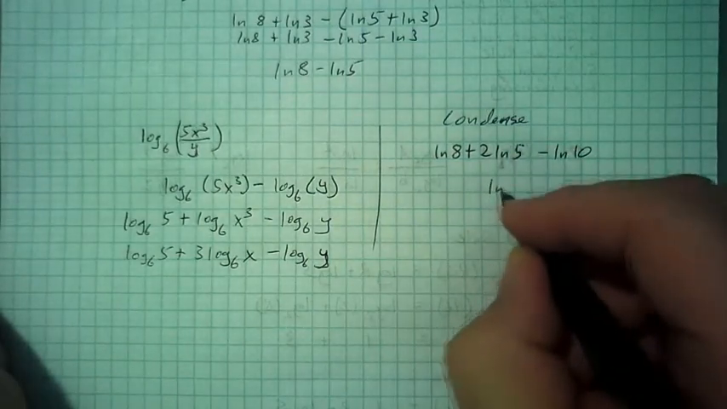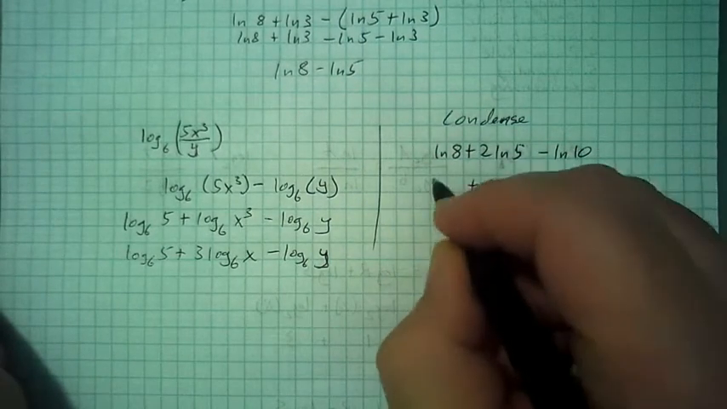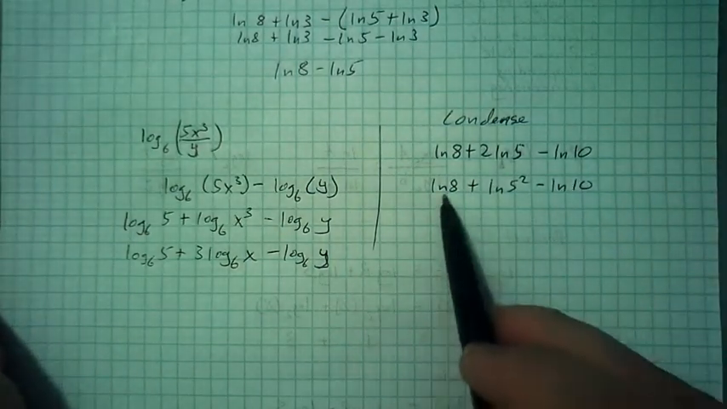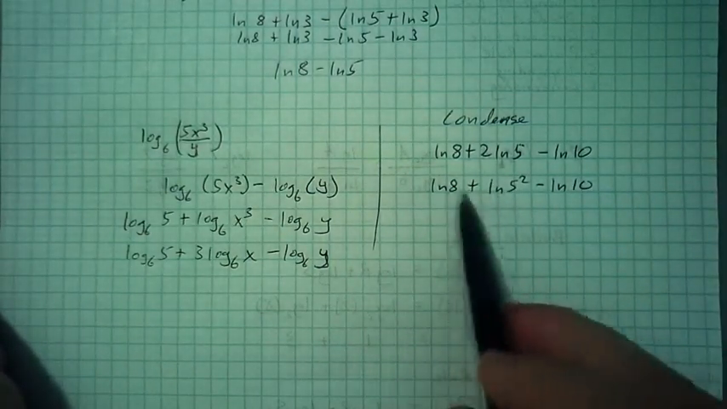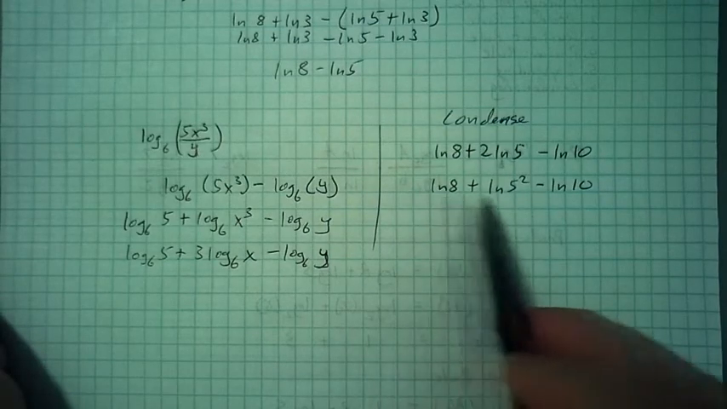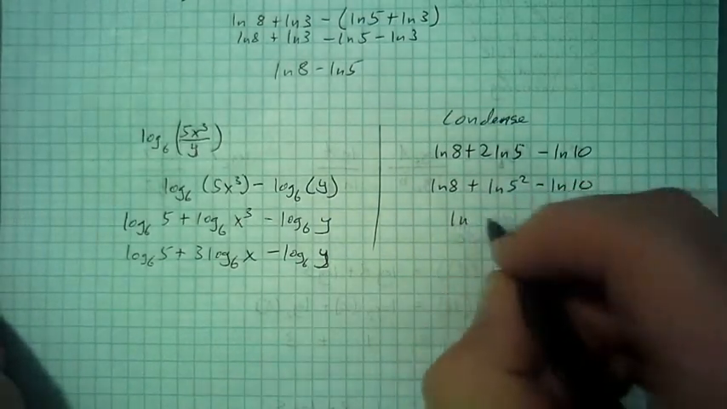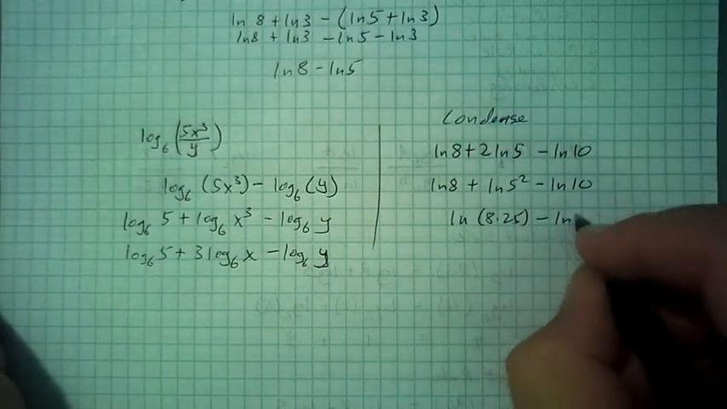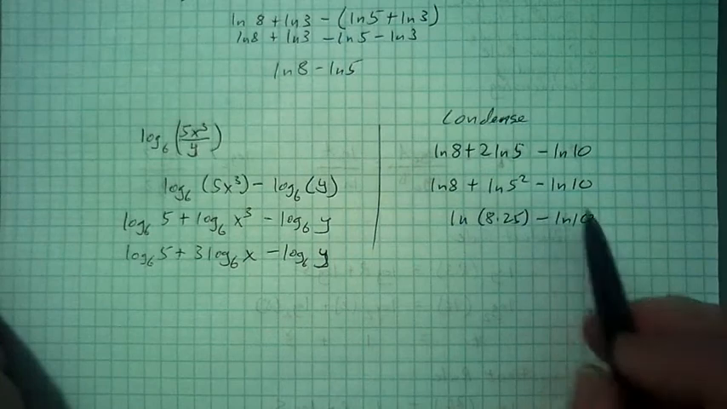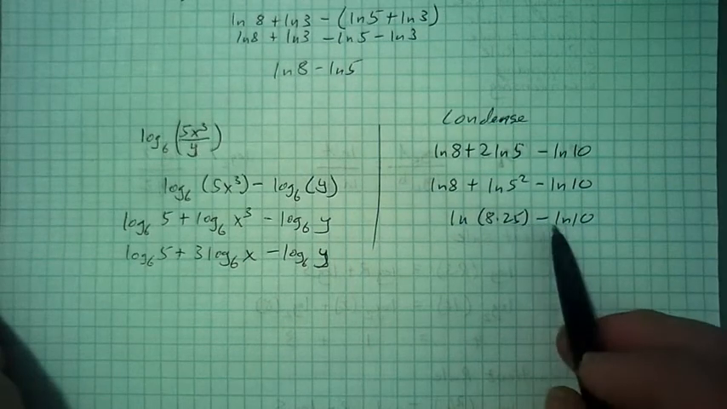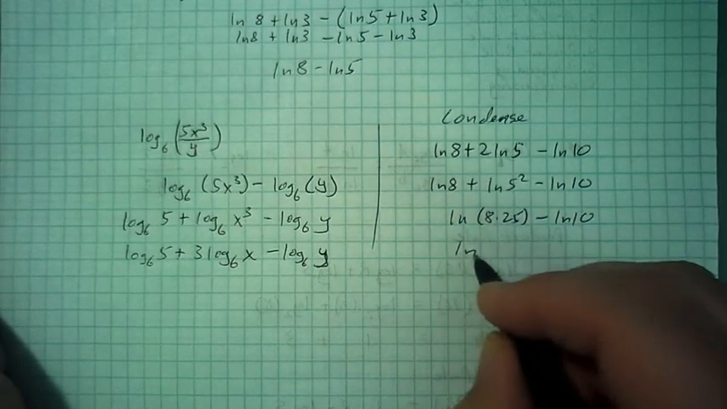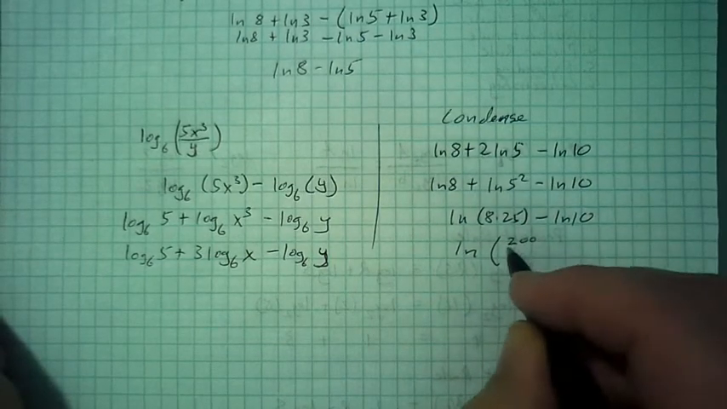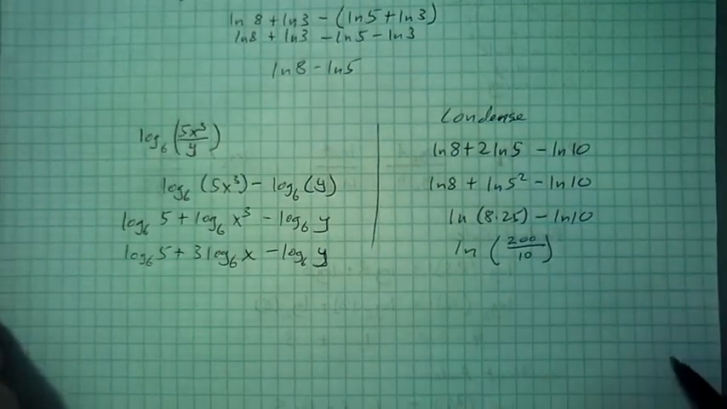So that becomes ln of 5 squared, which is 25. So when I write that on the next line, I will write 25. Then I'm going to add these two logarithms, which are added together, which means multiply the insides. That's the product rule. So this is the ln of 8 times 25, remember 5 squared, minus the ln of 10. And this is going to make a fraction. This is division, because subtracting two logarithms, you divide the insides. So ln of 8 times 25 is 200 divided by 10.